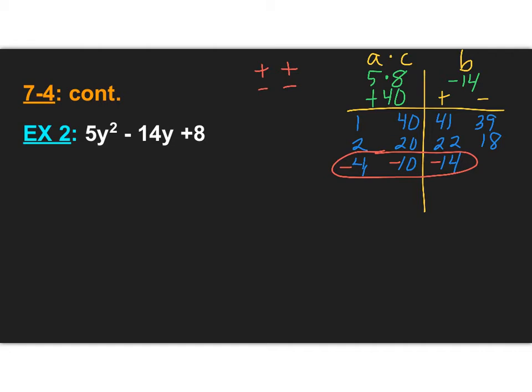So now we're going to change these into our middle terms. So we have a y for our variable here, so I'm going to tack on a y here and tack on a y there. And this entire middle term is getting replaced with a minus 4y and a minus 10y. Then don't forget to bring down your bookends, so the 5y squared gets brought down and the positive 8. So we brought these straight down. Then it's just factor by grouping.